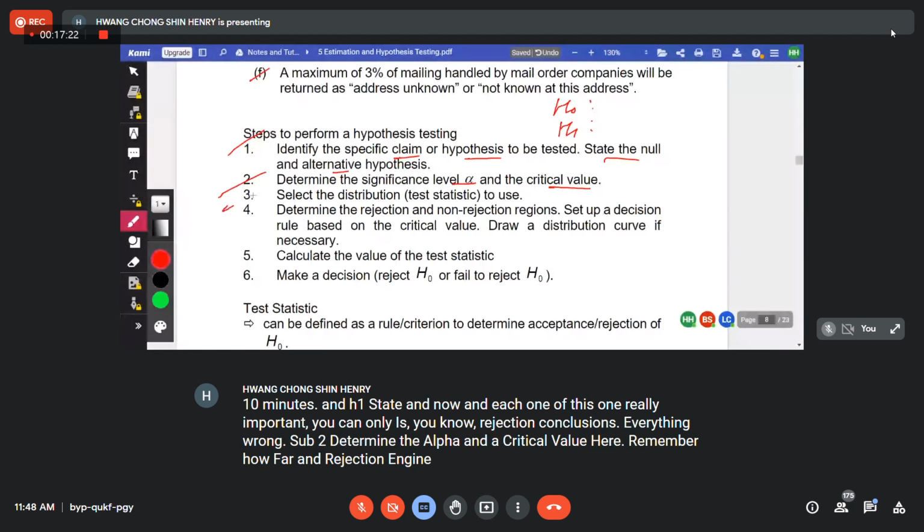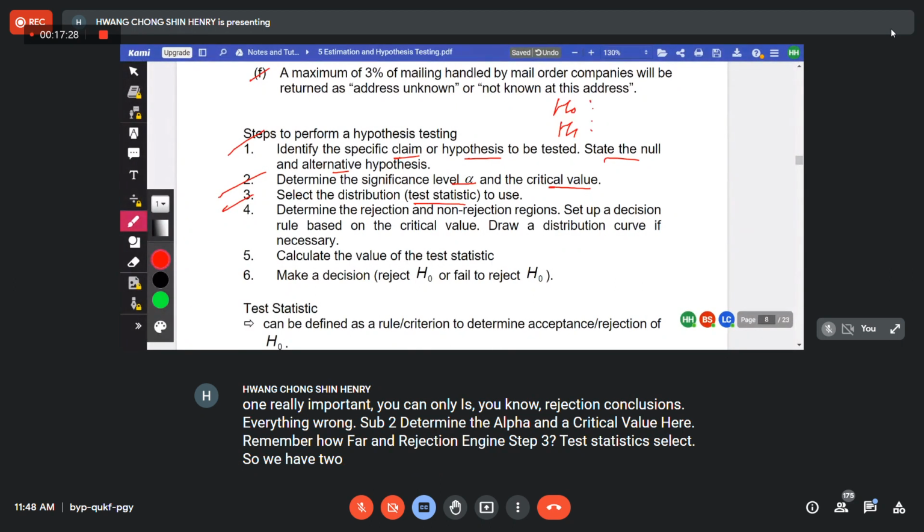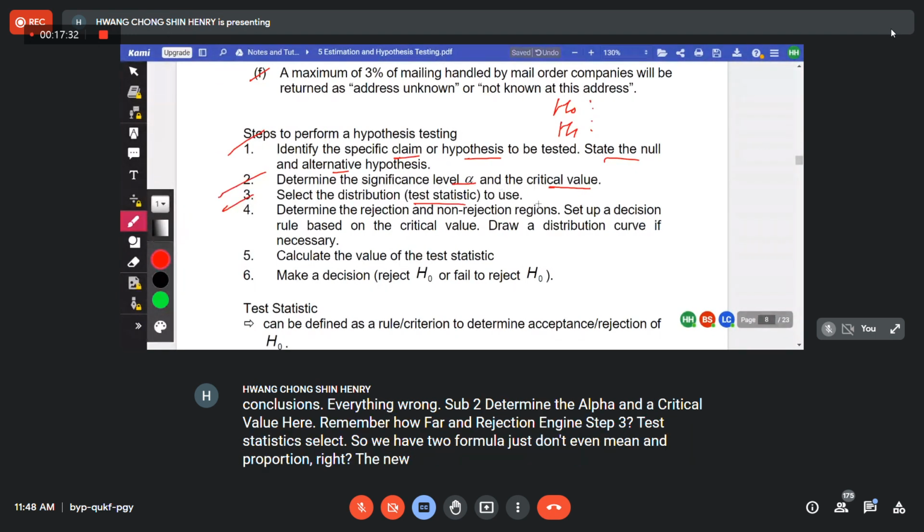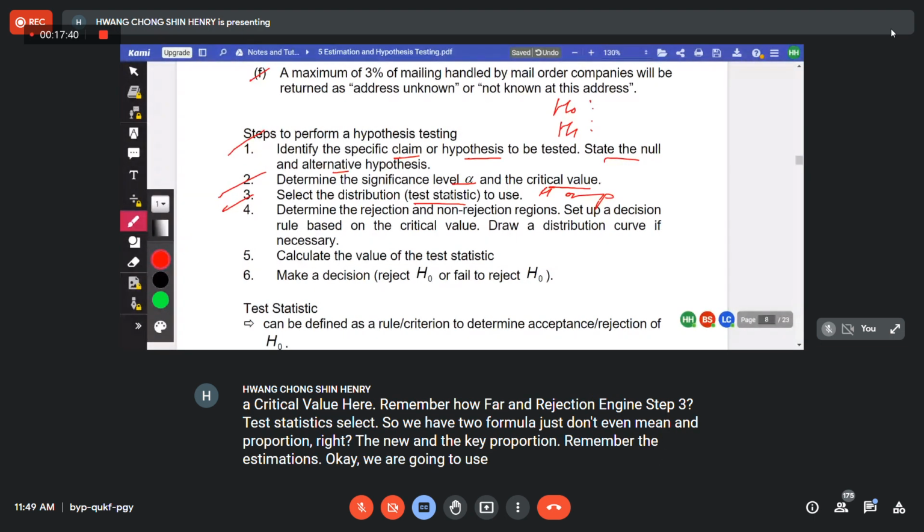Step 3, test statistics, select. So we have two formulas. Just now we learned mean and proportion, right? The mu and the p proportion. Remember the estimations? Okay, we are going to use two formulas to calculate the test statistics.